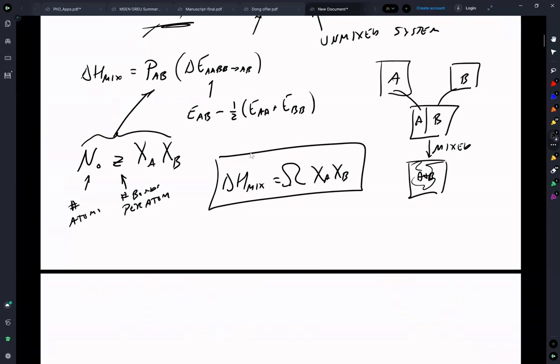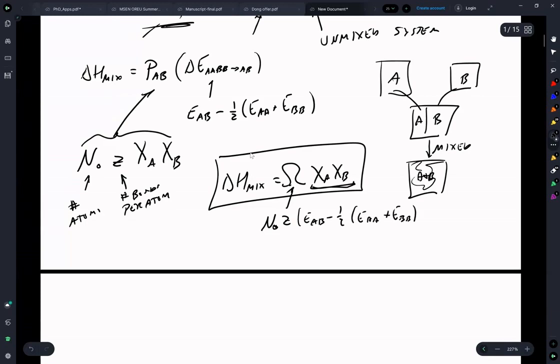So what's nice about this model, the second part, is that it allows us to write the enthalpy of mixing in terms of the mole fraction and a constant, independent of the mole fraction, that tells us about the material properties. This omega is the coordination number times E_AB minus 1/2 of E_AA plus E_BB. So that's the material property.